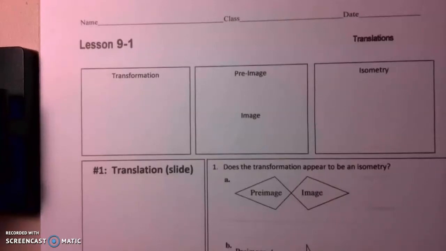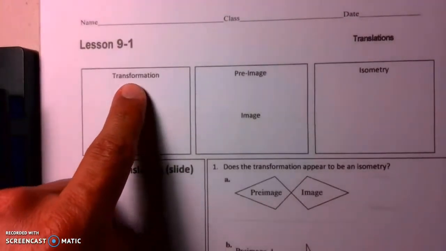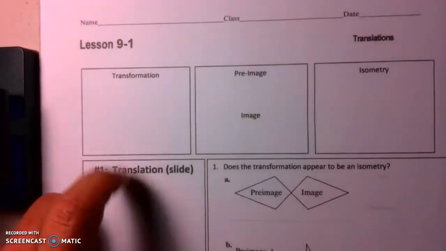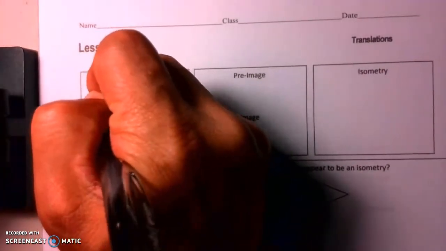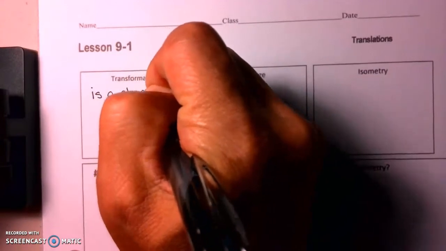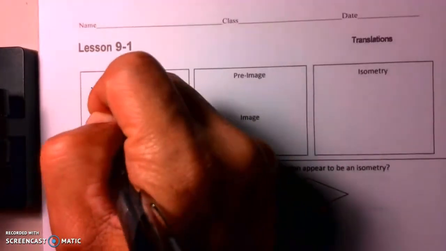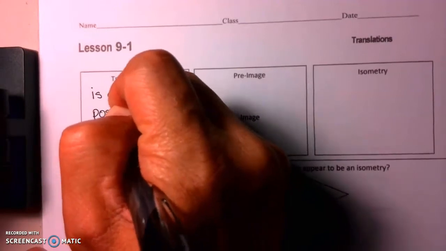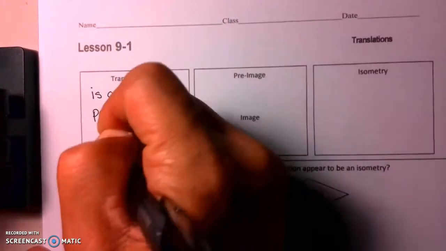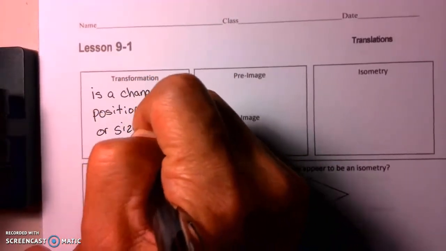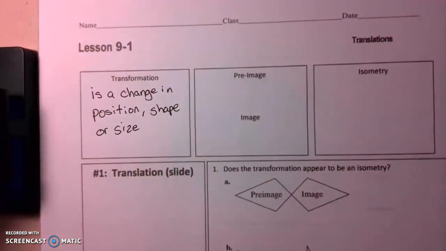All right, we're going to take a look at some notes here from Chapter 9. The entire Chapter 9 is called Transformations, and we might as well start with that first definition here. A transformation is a change in position, shape, and/or size. So basically, something's going to change. Okay, it can move, it can change shape, or it can change size there.